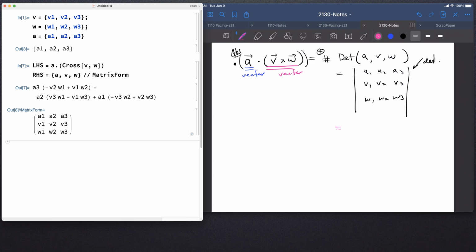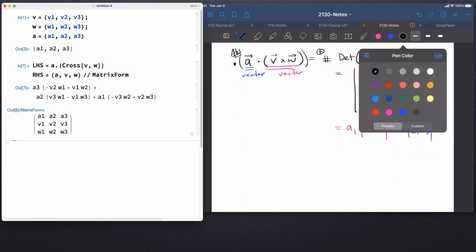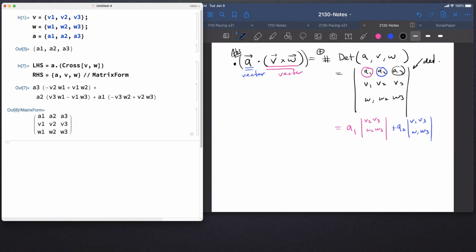Now there is a cofactor expansion to that. So you would take A1, and then multiply by the box of numbers that doesn't involve the row and column that have A1. So you'd have V2, V3, W2, W3. Then you expand to the A2. You can go across any row or column. You'll learn that in linear algebra. But we would do V1, V3, W1, W3. And then there is a third column, A3 times V1, V2, W1, W2.